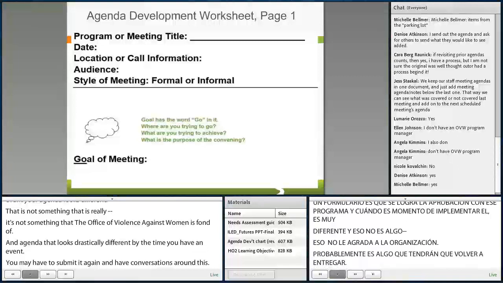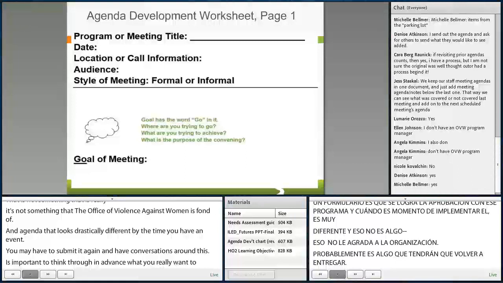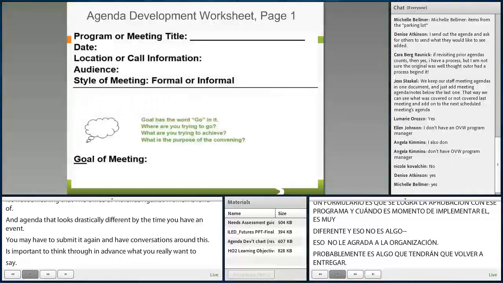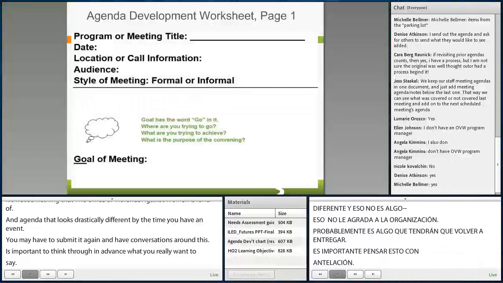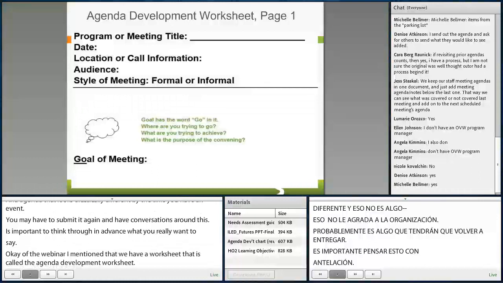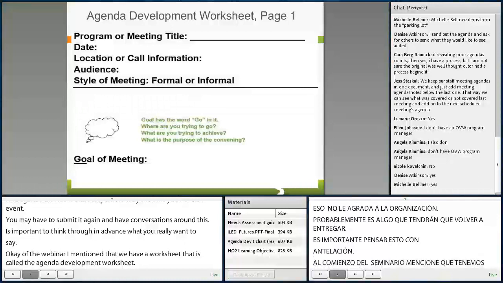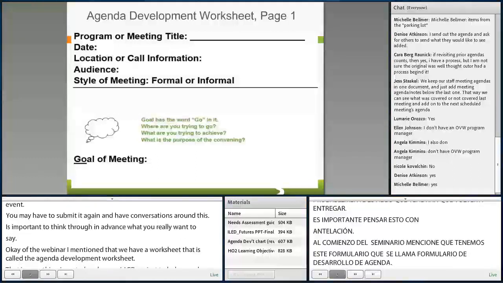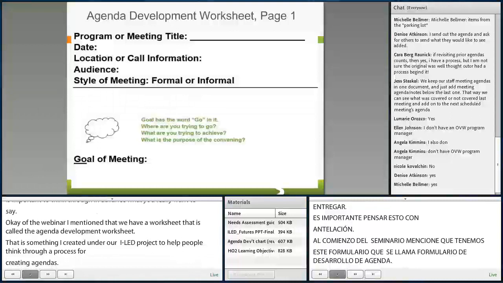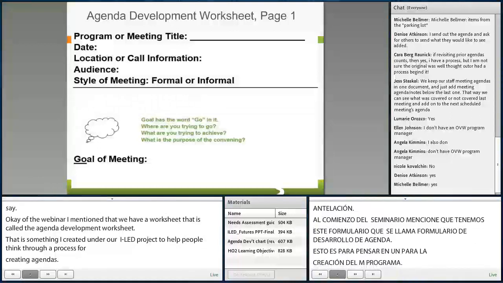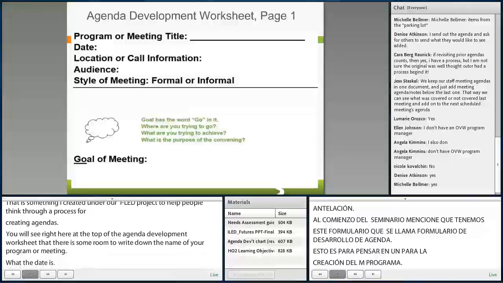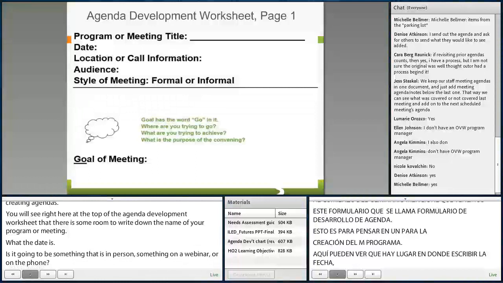Okay, so in the beginning of the webinar, I mentioned that we have a worksheet that's called the Agenda Development Worksheet. And that's something that I created under our ILED project to help people think through a process for creating agendas. So you will see right here at the top of the Agenda Development Worksheet that there's some room to just write down the name of your program or your meeting, what the date is, is it going to be something that's in person? Is it going to be something that you do on a webinar or on the phone? Who is your audience? And is this going to be a formal or an informal meeting, right? So that's all just sort of basic logistic type information.